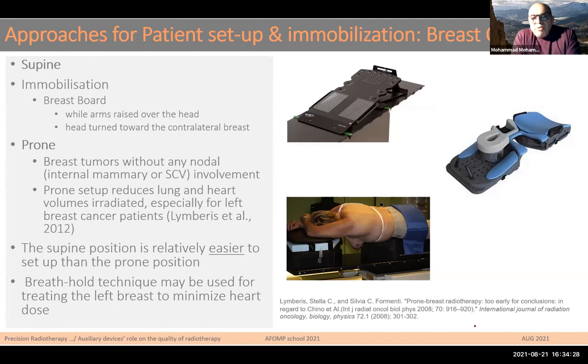For boards used for breast treatment, you have two different types, carbon fiber-based and foam-based. Usually breast boards are used with the arm raised over the head and the head turned toward the contralateral breast. In prone, as you see, the position seems to be convenient and the dose to heart and lung is reduced. For the supine position, finally, I can say there is more reproducibility because of an easier setup. A breast holding system can be used in this case as well.